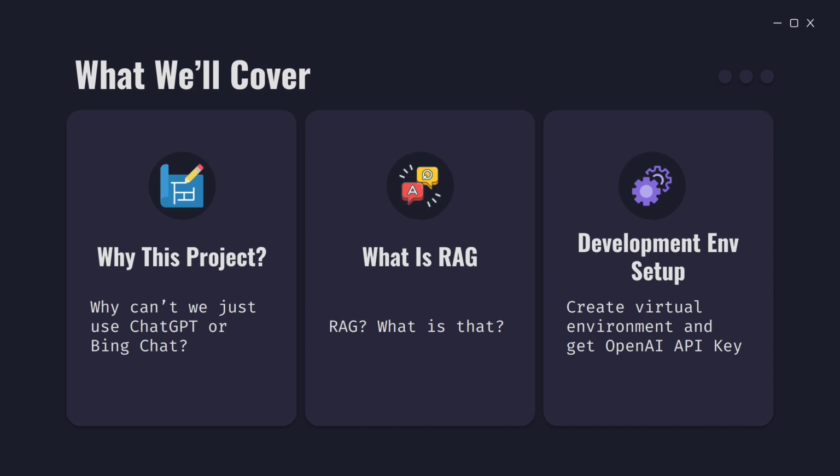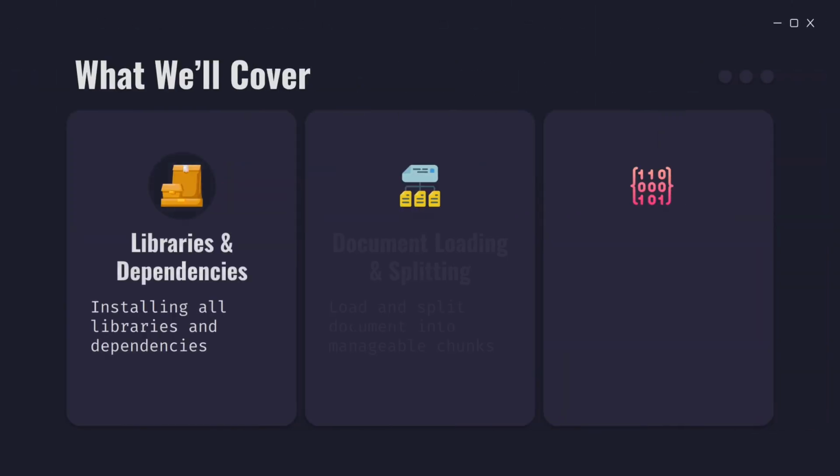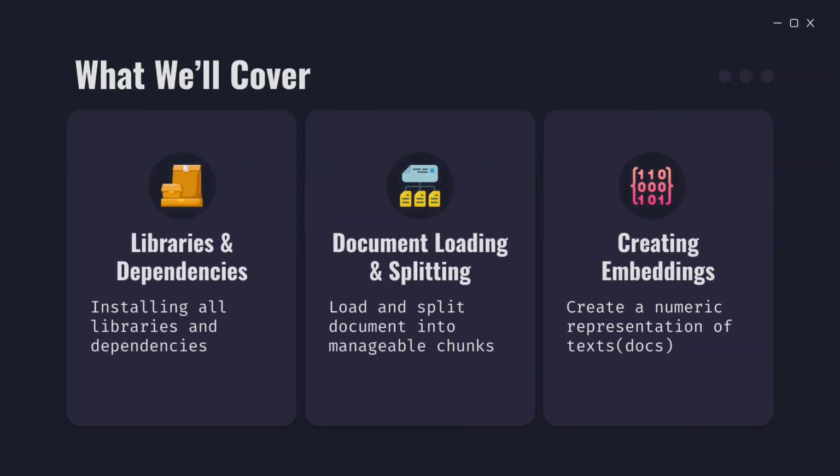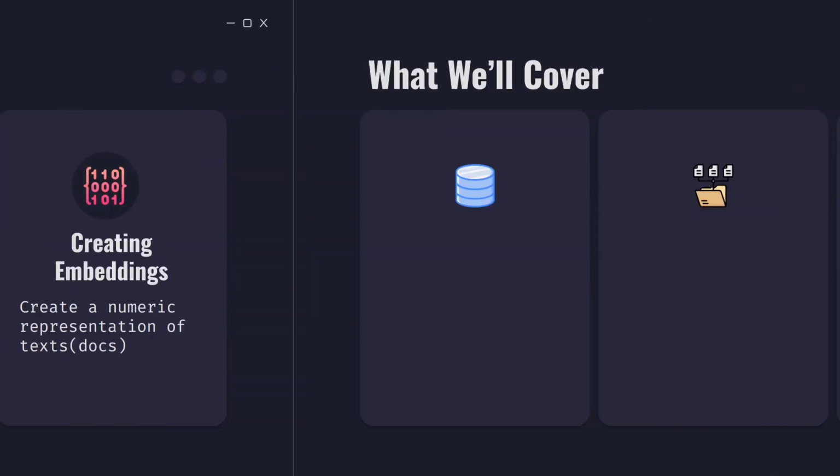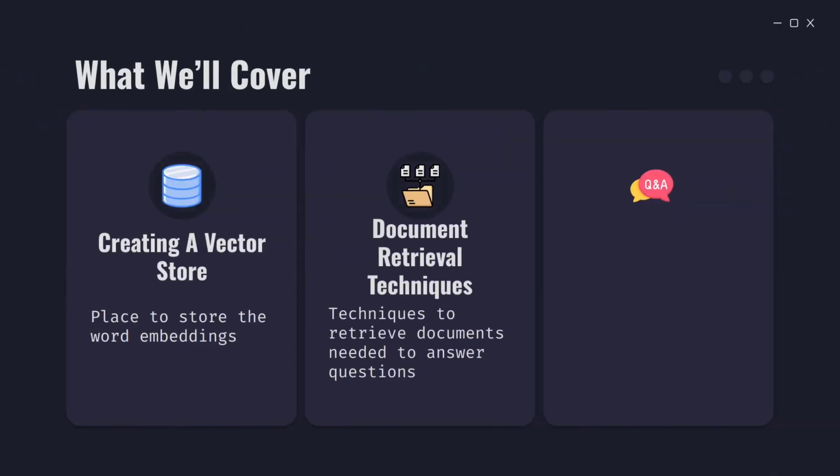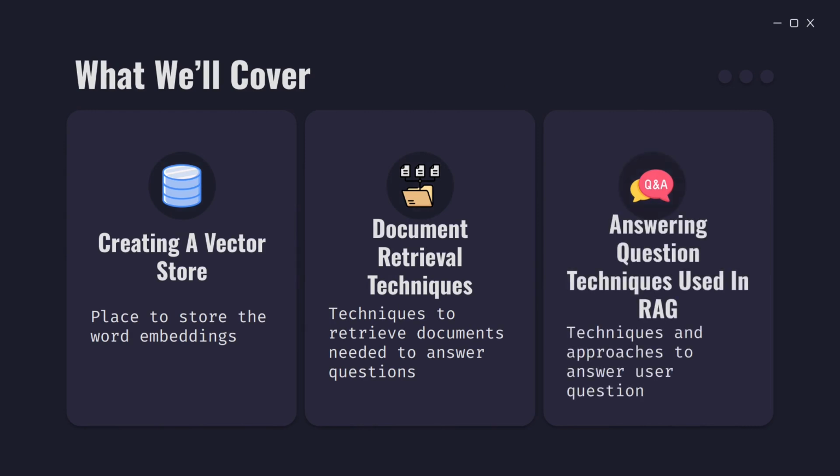Development, we'll set up our development environment. We're going to look at the different libraries and dependencies that we need to have installed. We also look at how to load documents and split documents. We look at creating embeddings. I also move ahead and look at creating vector stores and document retrieval techniques.